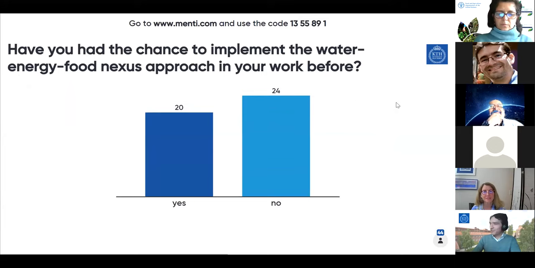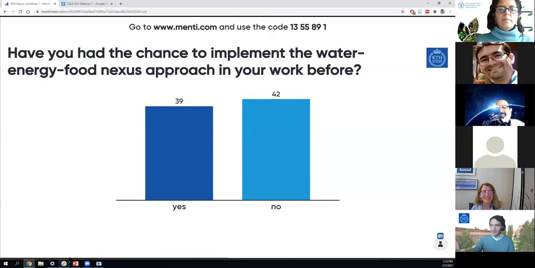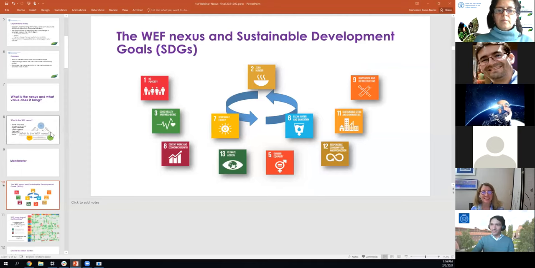This looks much more equal than before. Yeah, this is interesting. Okay, this is much faster. We already have 70 answers. So hopefully we will cover the interest for both people that have worked before with the Nexus and those that are new to the concept. Exactly. Okay, you can keep answering, but I'll go back to the slides and pass back the word to Annette.